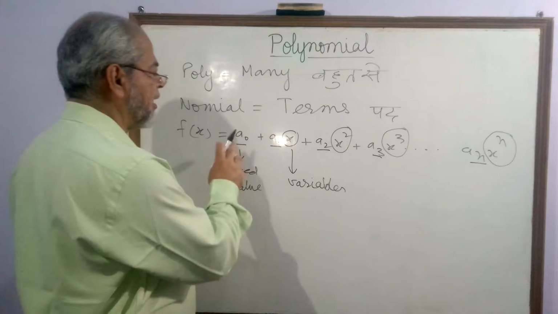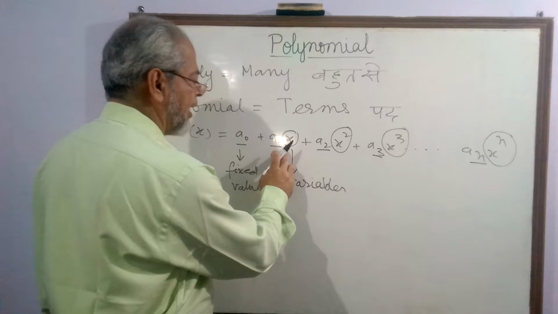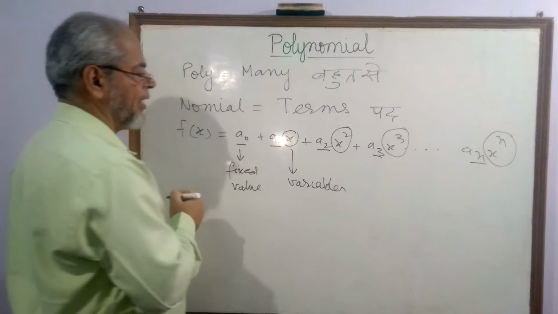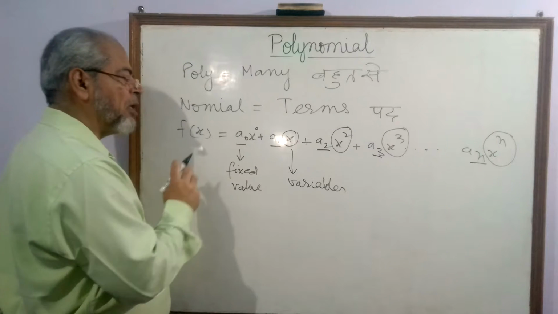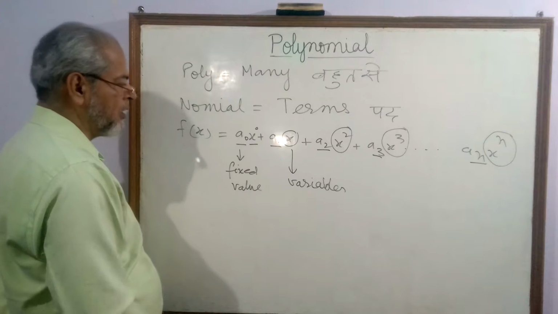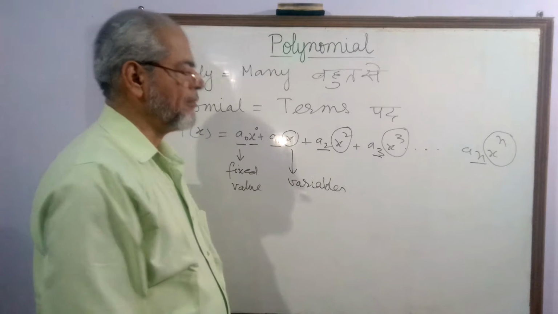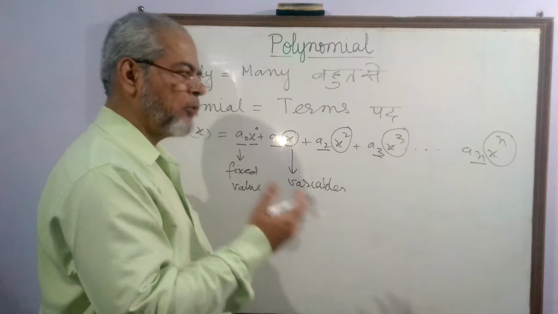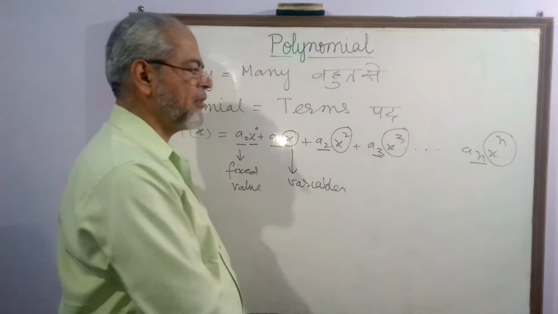and a0, a1, a2, a3 these are coefficients of x. We have not written x here, but we can write as x to the power 0 because x to the power 0 is equal to 1. So this kind of expressions where there are many terms and these terms have some constants and some variables is known as polynomial.